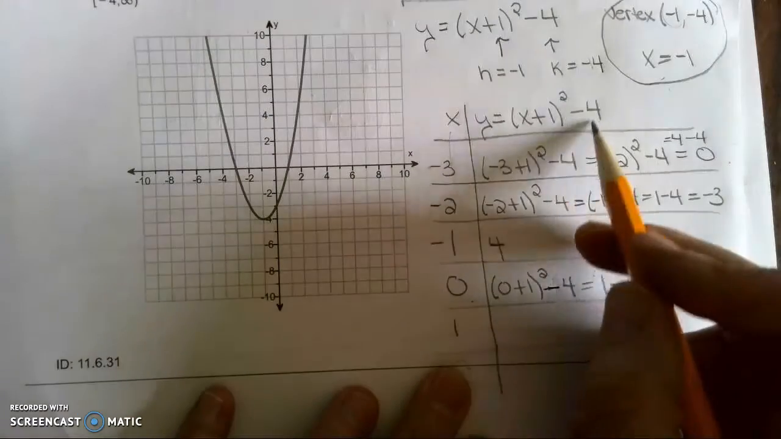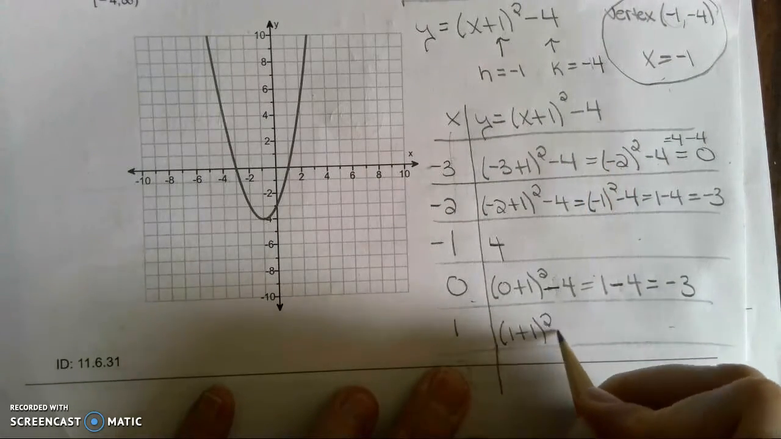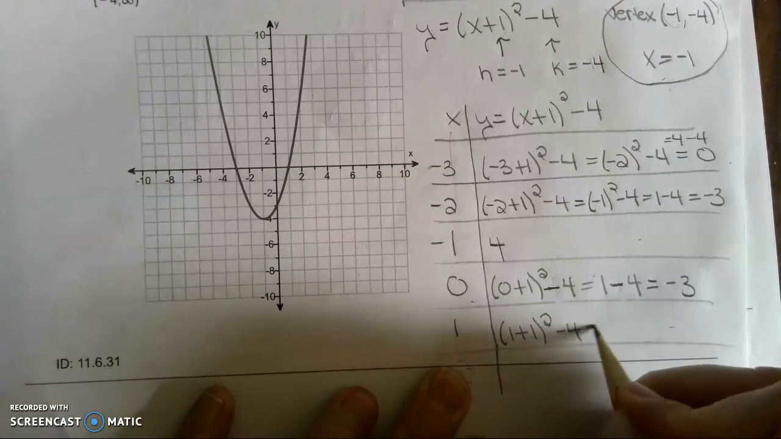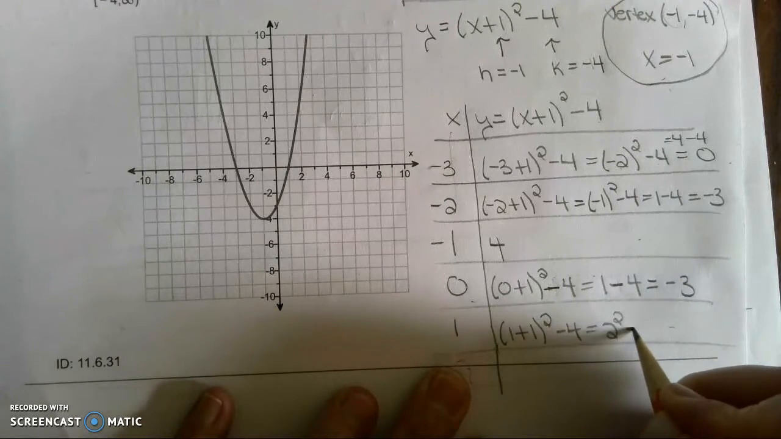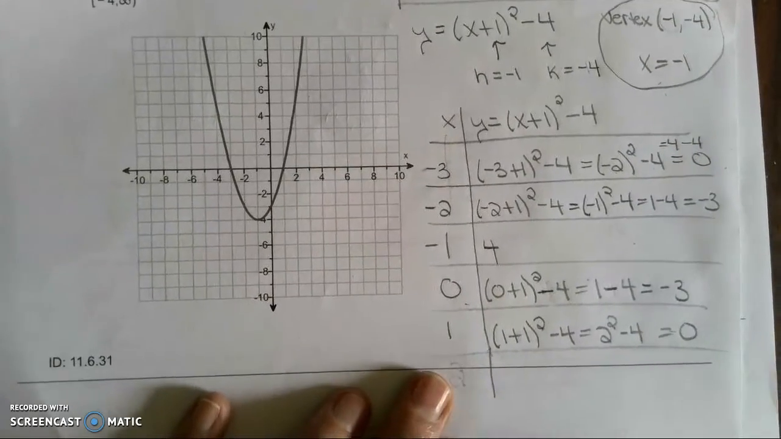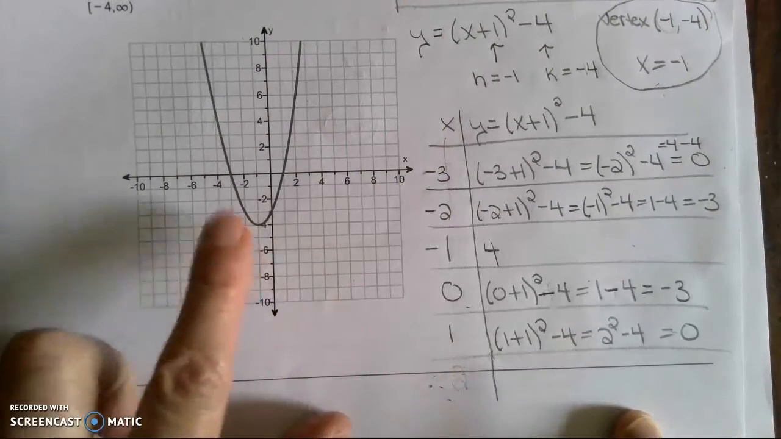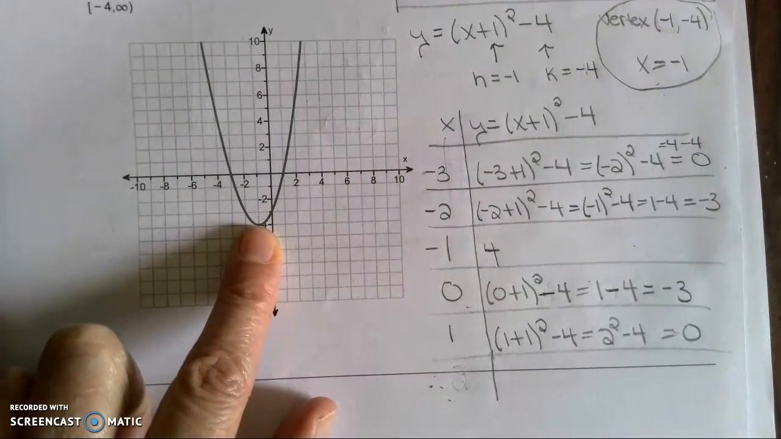And then 1, again, I'll plug that in here. So it's 1 plus 1 squared minus 4. This gives me 2 squared, so I get 4 minus 4, which gives me 0. Okay, so that gives me enough points. I'm going to pause this and go ahead and plot these points over here. I want you to do the same thing.